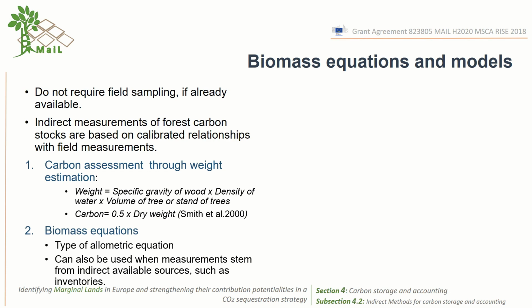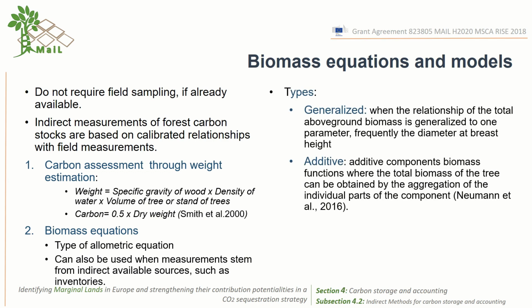Another indirect method is the application of biomass equations. Biomass equations are a type of allometric equation that relate morphologic metrics with biomass for different parts of the tree. They can be applied with indirectly available sources, such as inventory data. There are two main types of biomass equations: the generalized biomass equations that relate the biomass to only one parameter, frequently the diameter at breast height, and additive biomass equations, where the total biomass of the tree is obtained by aggregation of the individual components.